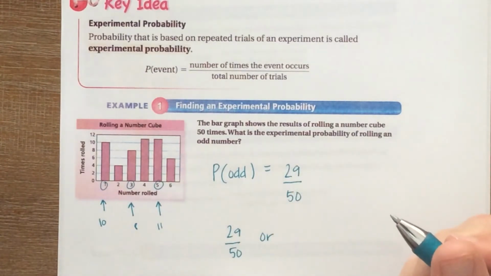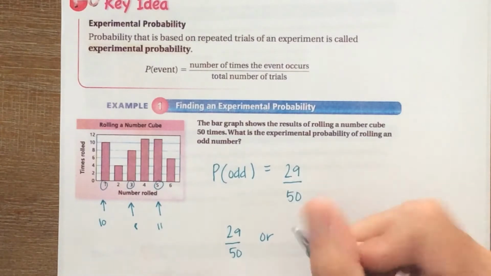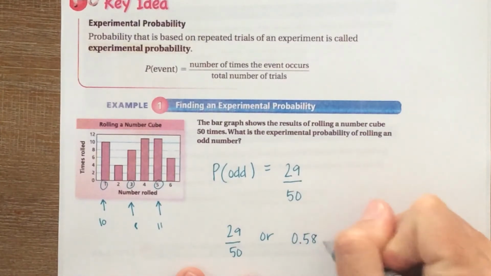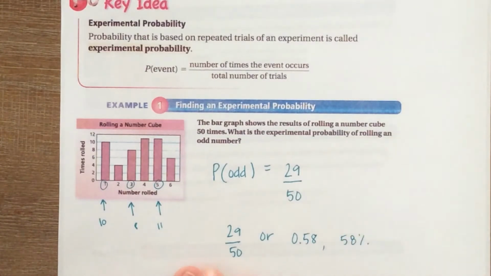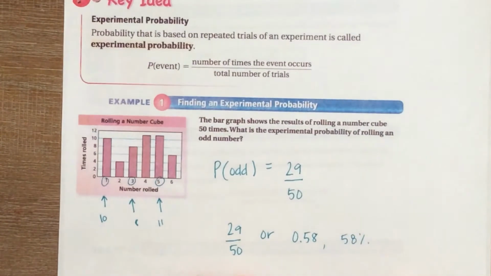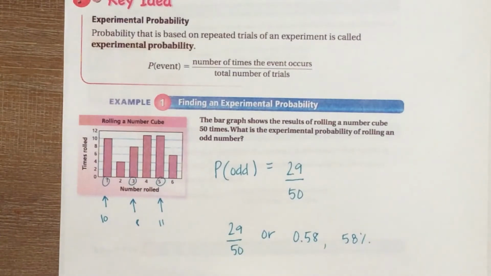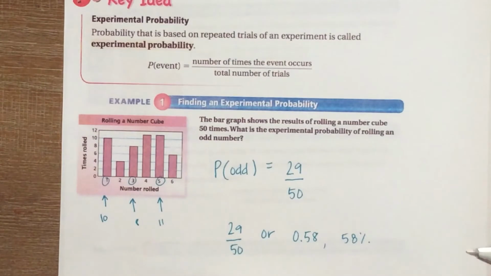Or 29 divided by 50, right? You get 0.58, or you guys should know that this is 58%. All of these are acceptable ways of representing the probability. Oftentimes, experimental probability will get written as a fraction or a percent because it's easy to compare stuff.